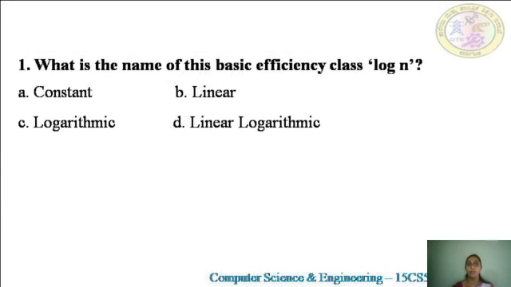Now we shall move on to the next session, that is the MCQ session. This is just to know how much you had understood.